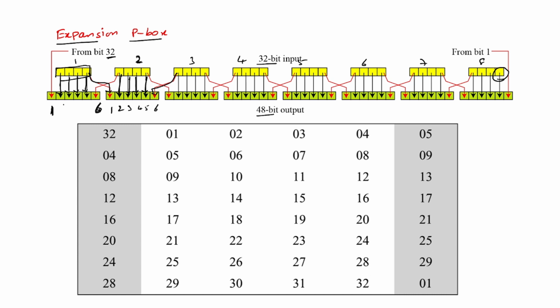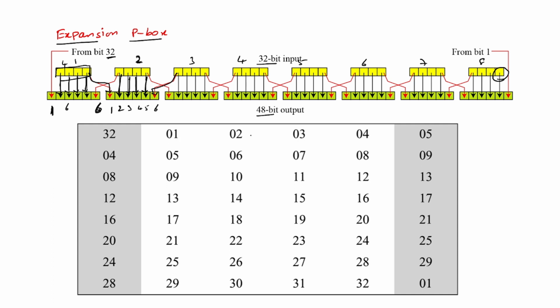So this is the expansion P box. Total 4 inputs and 6 outputs. Like this we have 8 parts. 8 into 6 is 48 bits. So this is the expansion P box table.